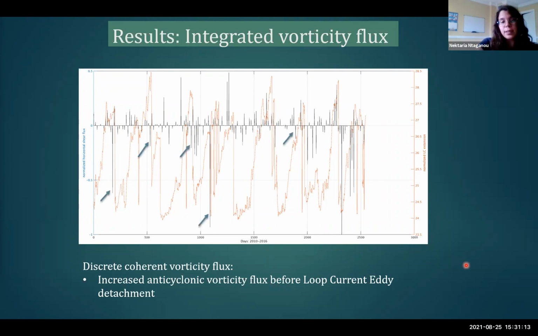In many cases in this plot, it is shown that before the Loop Current eddy detachment, there is increased anticyclonic vorticity flux. Sometimes it's intensified, other times it's not, but in many cases it happens. So it is an indicator that somehow the anticyclonic vorticity flux is connected to different Loop Current phases.